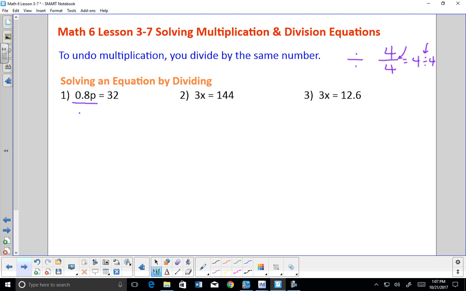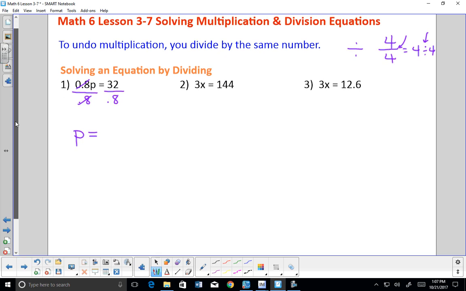So I will divide by 0.8 on both sides of my equation. Multiplication by 0.8 and division by 0.8 cancels out. I like to show my problems vertically. Unlike your math book, which may show them slightly differently, I would prefer that you do them the way that I have pointed out here. So p will equal 32 divided by 0.8.